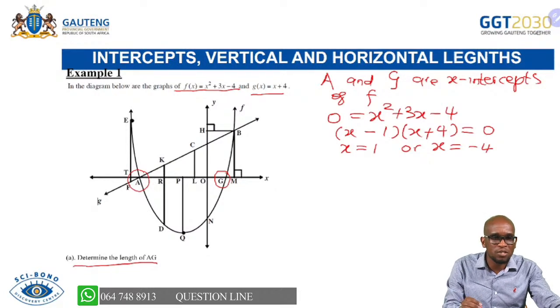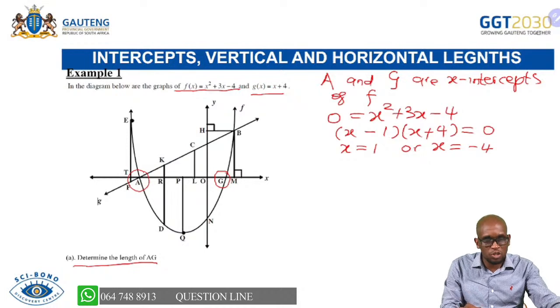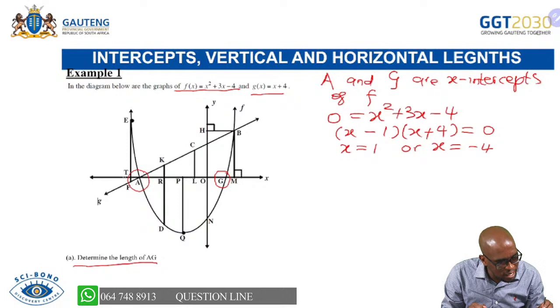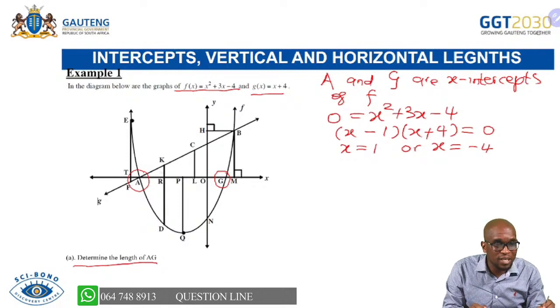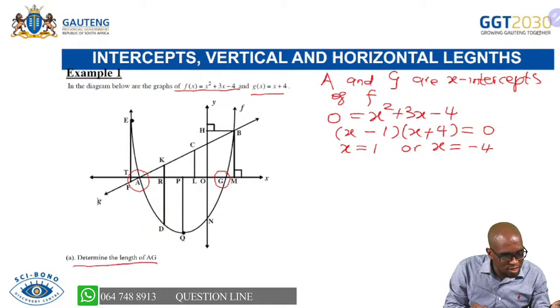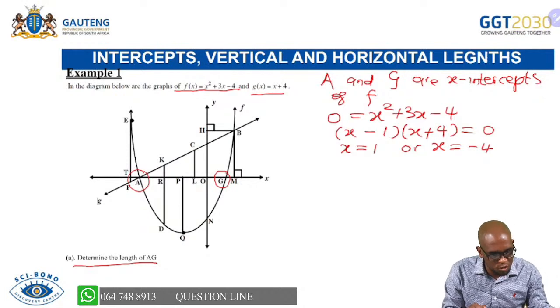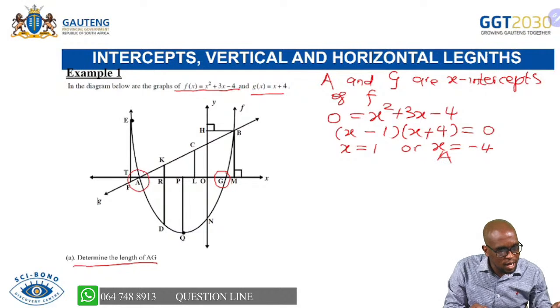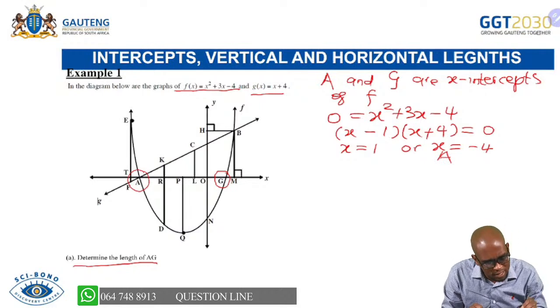We need to trace which point is given by 1 between A and G, and which point is given by -4 between A and G. If you check A on the graph, you can see that A is on the negative x-axis, which means that x at A is -4, and G is on the positive x-axis, which means x at G is equal to 1.